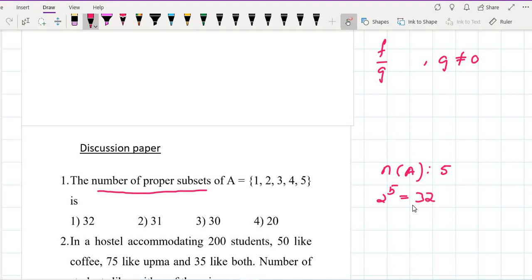In that, 1 is improper. So how many proper subsets remain then? 32 minus 1, that is 31. So which option matches now?